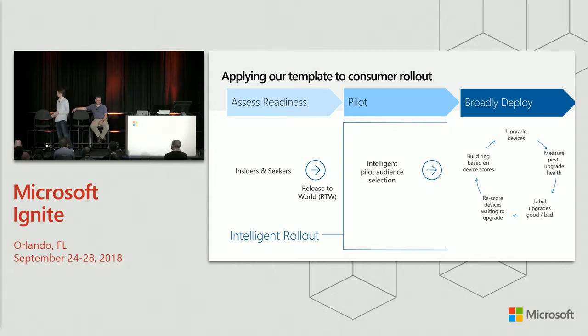So let's apply the template we talked about to that process. In the early phases, when we're assessing readiness, and this is during development time at various different phases, we're using the insider community that we have available to us. And we have seekers who can, in the very early stage, usually a week or so before we release to the world, check for updates and go get that.